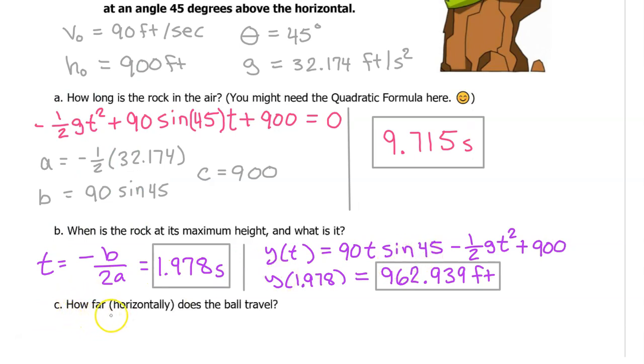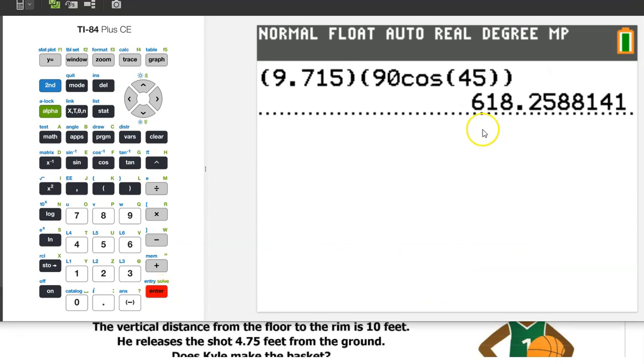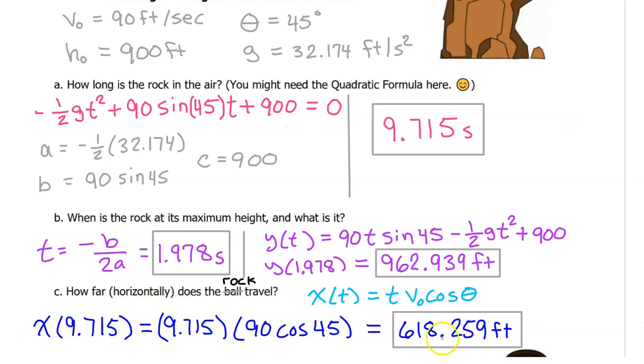Part C asks, how far horizontally does the ball travel? Small correction, for this problem we are talking about a rock and not a ball. Anyway, we need to find the horizontal position of the rock, which is given by this formula. Specifically, we need to find the position when the rock hits the ground, which is at 9.715 seconds. So we can just type this into the calculator, and we get 618.259 if you round up. So the rock will travel 618.259 feet before it hits the ground.